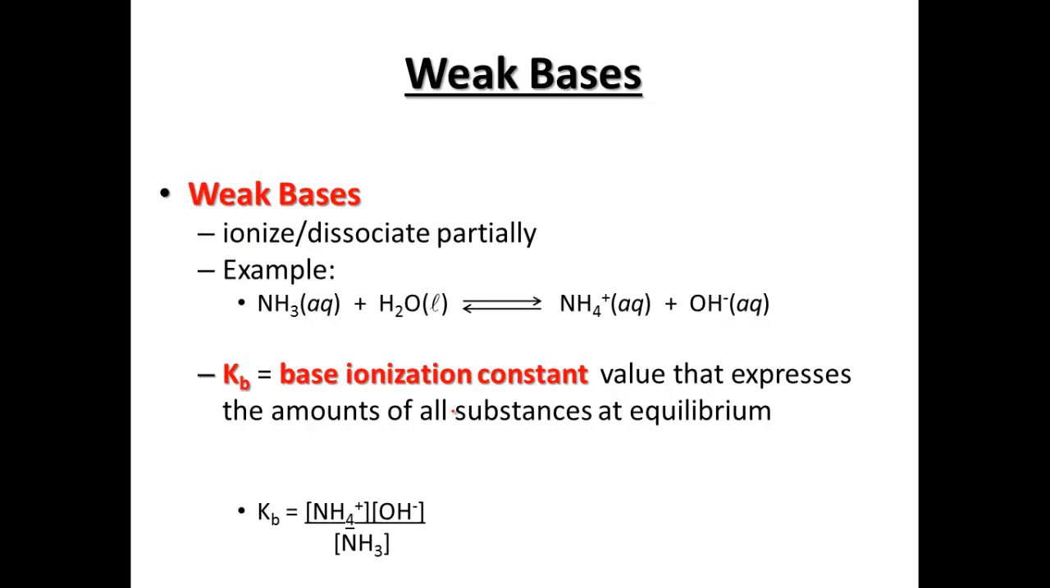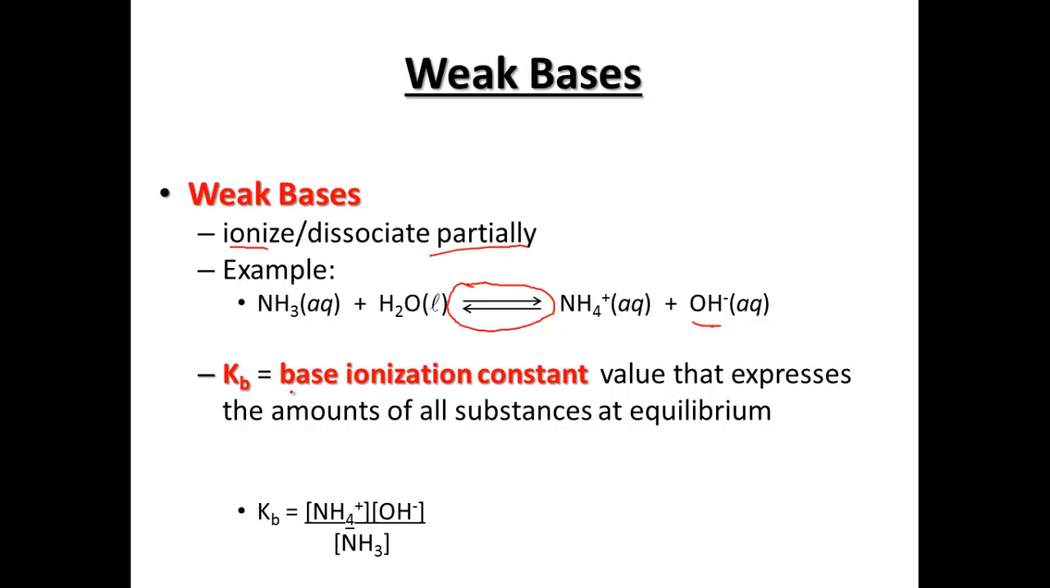Our weak bases ionize partially. So for an example, we have the double-headed arrow, meaning that we are at equilibrium. So we produce some of the hydroxide and we still have some of our reactant and product left over.